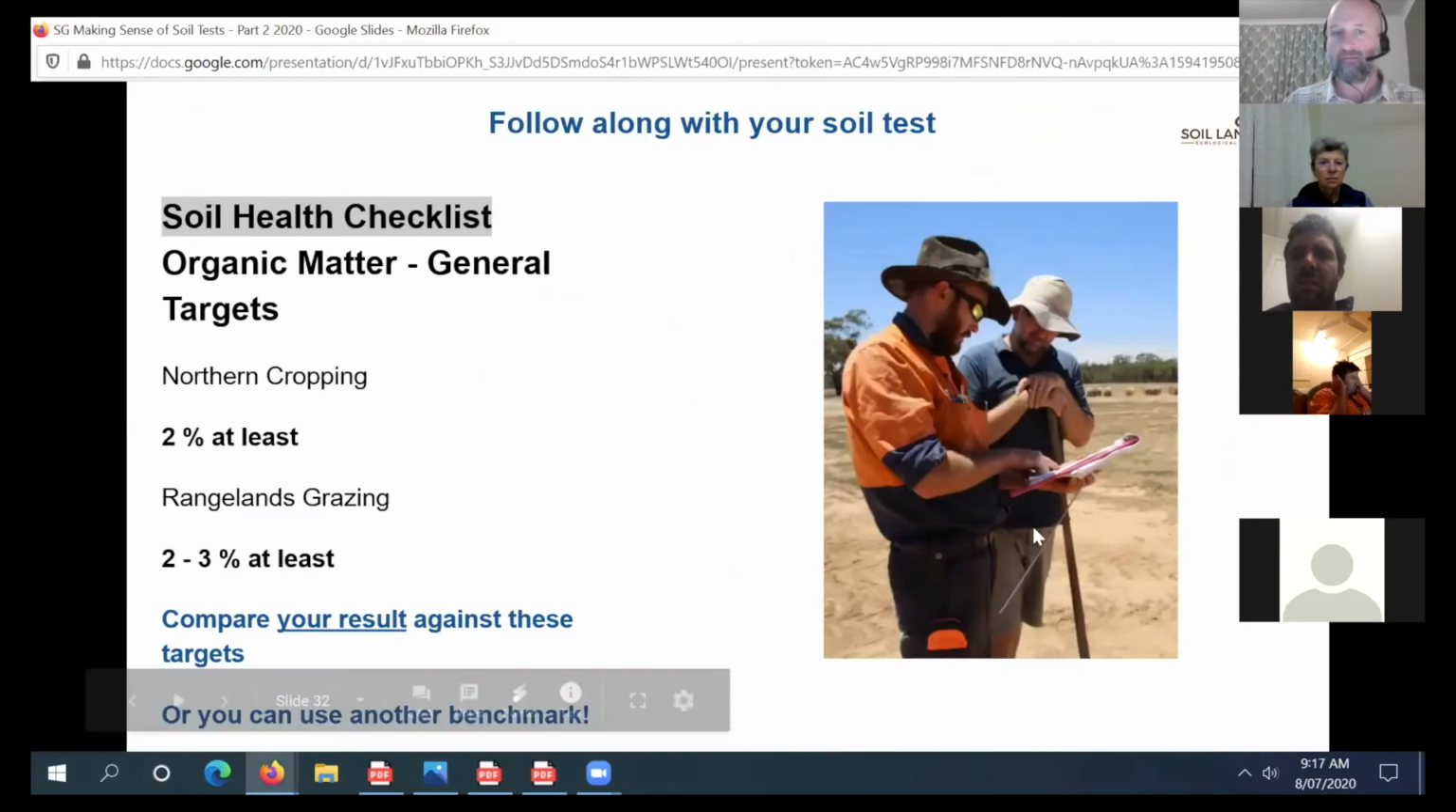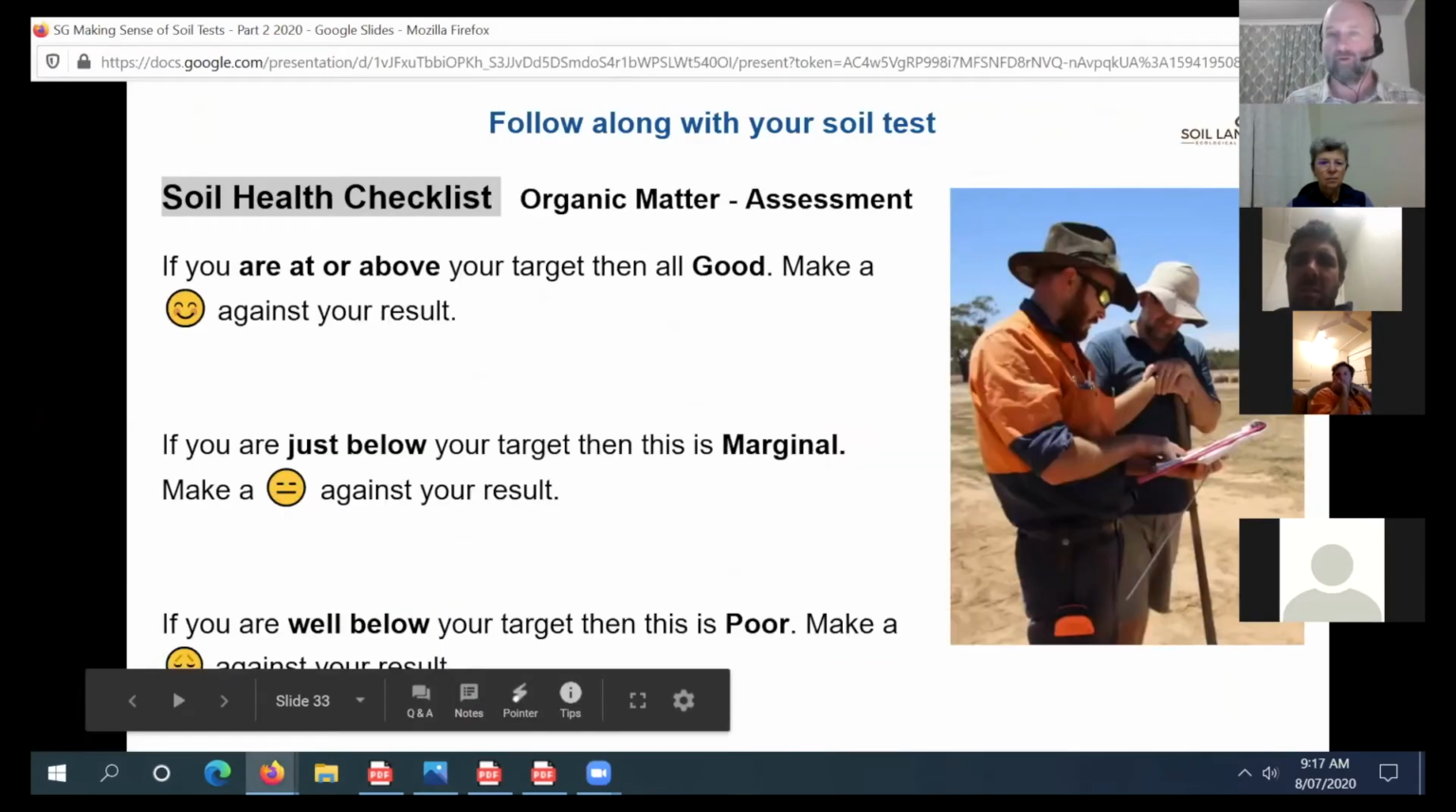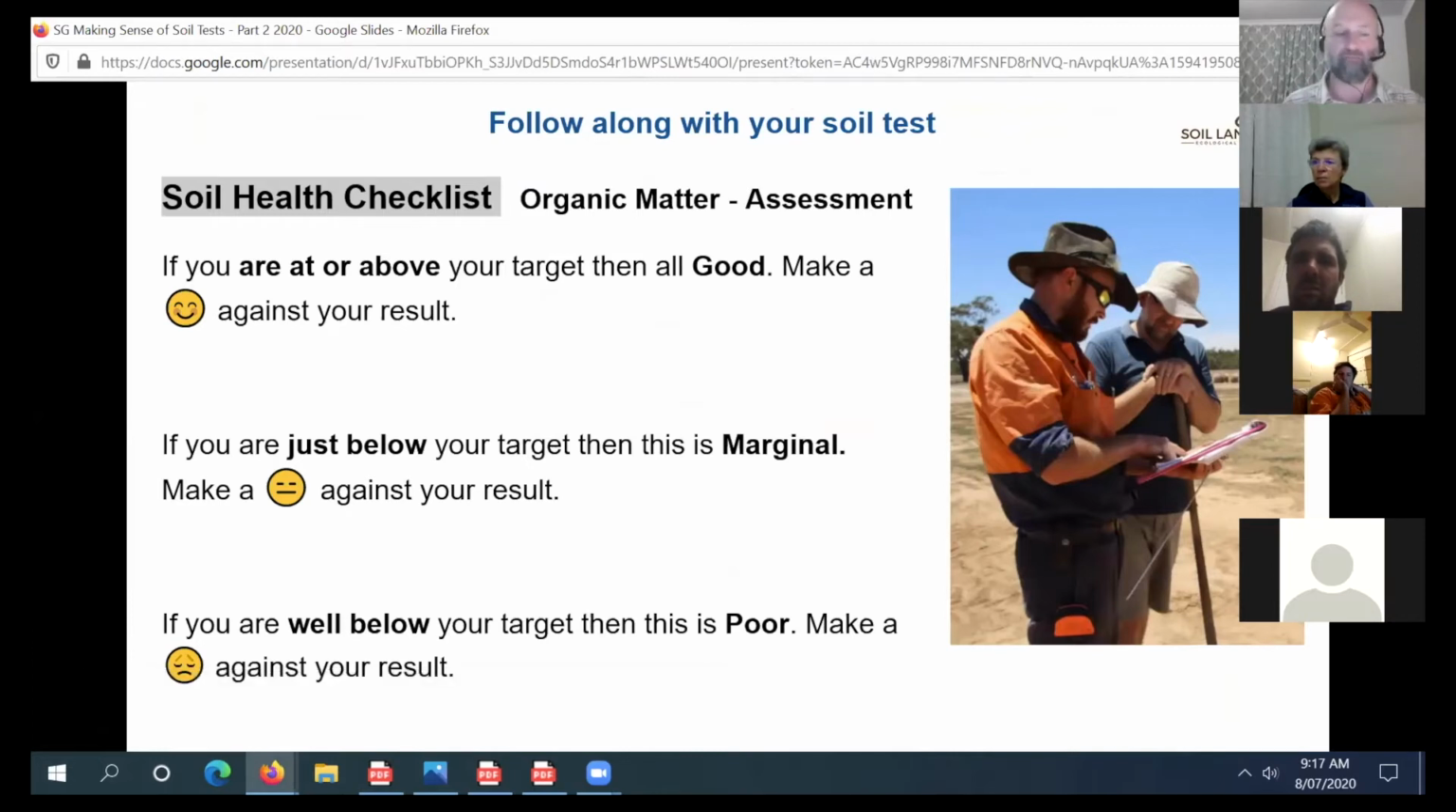Okay, so that's organic. Once you've got your number, so Shane, if we say that yours is marginal at 1.5, if it's a moderate to heavy textured soil, we're saying it's marginal.